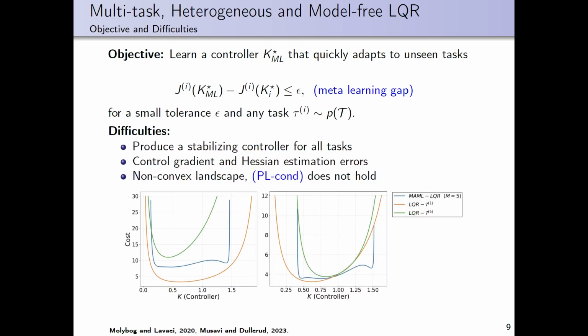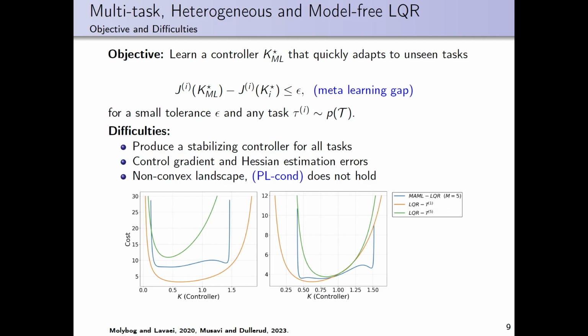But the difficulties here are the following. We need to produce stabilizing controllers for all the tasks, at every iteration of our policy gradient method. We also need to control gradient and Hessian estimations now. And more importantly, because of the non-convex landscape of the MAML, the PL or gradient dominance condition no longer holds.